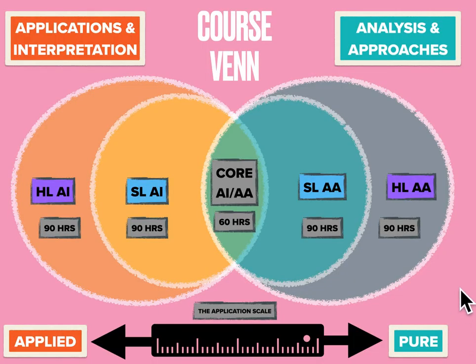Here's a Venn diagram to show a little bit of the relationship between the 2 courses. So we have got this intersection in the middle where 60 hours of the content is common to both the applications and the analysis course. So all students will do that same 60 hours. Then each of the SL components have 90 hours, and then a further 90 hours goes to the HL components in each.